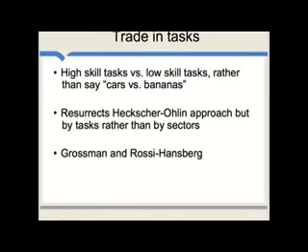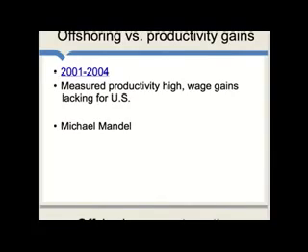So, if we reconceptualize international trade as between high-skilled tasks and low-skilled tasks, rather than, say, different sectors where you're trading cars for bananas, this allows us to partially resurrect a Heckscher-Ohlin approach where we can think of the wealthier countries as having superior endowments for the high-skilled tasks and the poorer countries as having superior endowments for the low-skilled tasks.